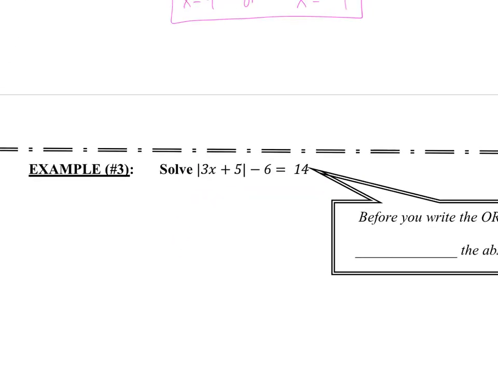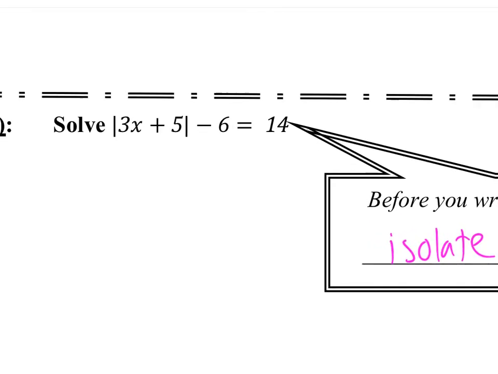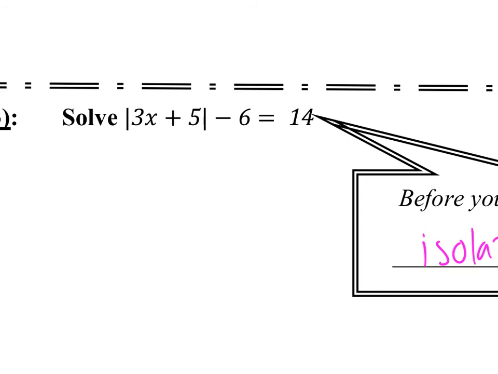So, next example. All right. It says solve the absolute value of 3x plus 5 minus 6 equals 14. Before you write the or statement, what we need to do first is isolate the absolute value before we can start moving stuff around and solving, okay? So, is the absolute value of 3x plus 5 by itself on the same side of the equal sign right now, or no? It is not. Do you see how that minus 6 is in the way of it being by itself?